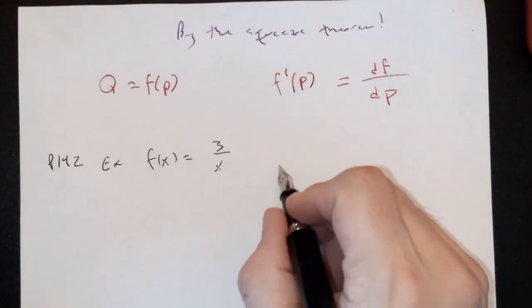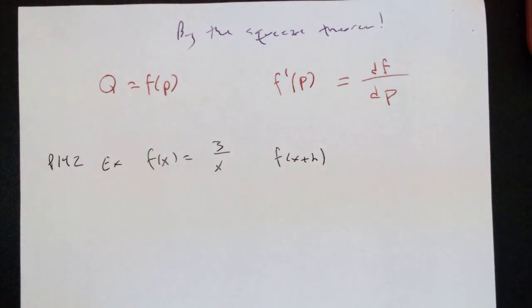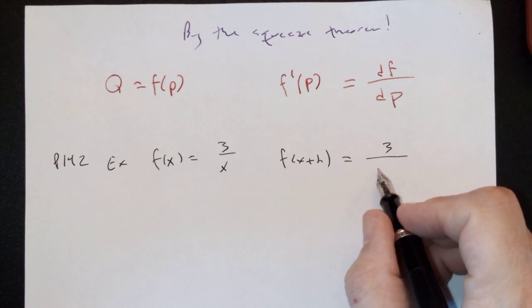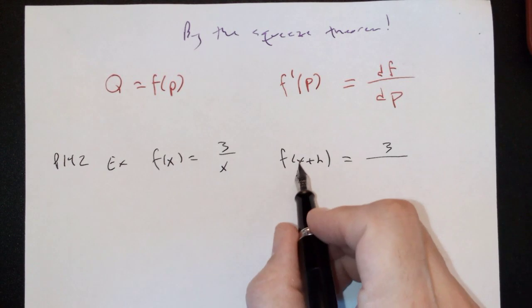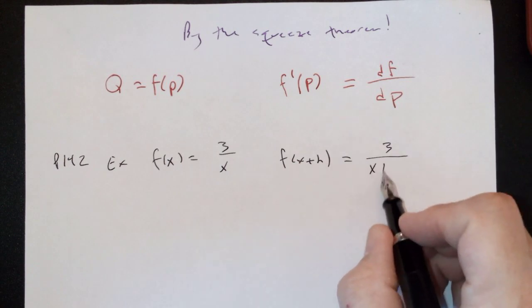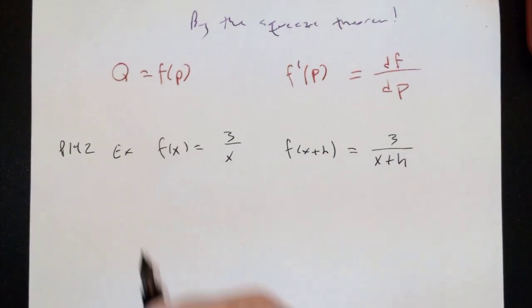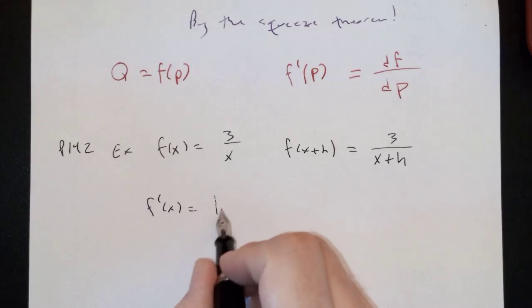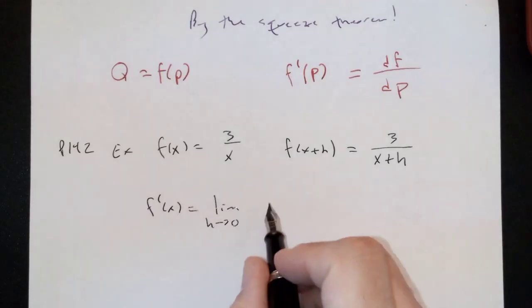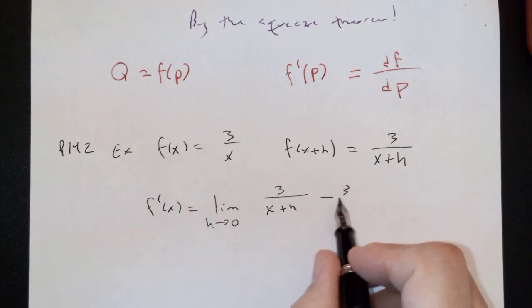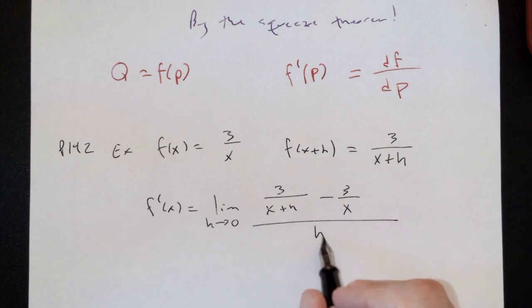Well, okay, if that's f of x, what's f of x plus h? No, it's just f of x plus h. So it'll still be an x down here. I'm not plugging in a number yet. So now if I want to do f prime, it's the limit as h goes to 0, this piece, minus this piece, over h.